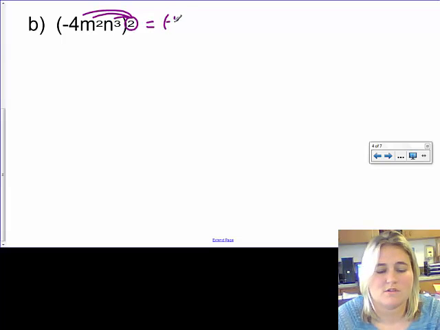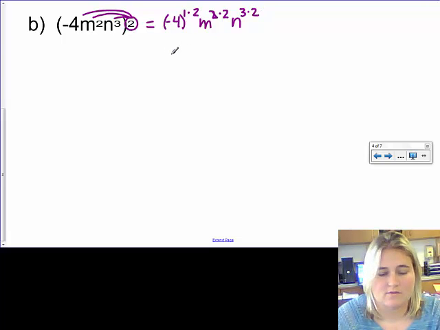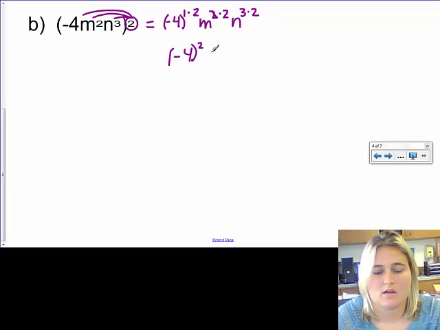So what I have is -4, which was originally to the first power, and we're going to multiply it by the 2 that we are distributing to it. Then I have m, which was originally to the second power, and I'm going to multiply it by the 2 that I'm distributing to it. And finally n, which was originally to the third power, and times 2. So when I simplify this, I have (-4) to the second power, m to the fourth power, n to the sixth power.